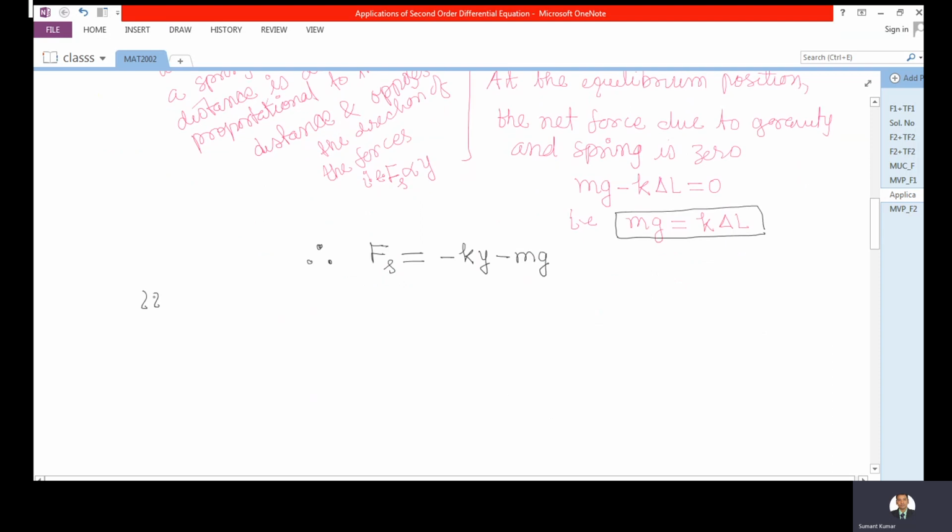Now the third force acting upon this system is the damping force, right? We represent it by F_D, where D stands for damping. This force is the friction or resistance that the medium exerts on the mass.